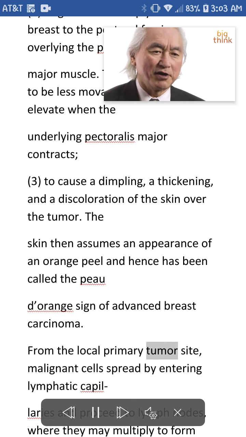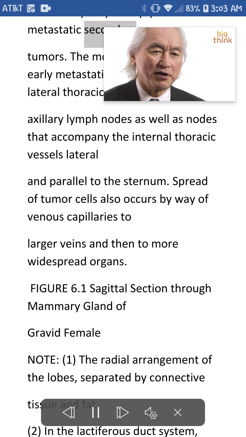From the local primary tumor site, malignant cells spread by entering lymphatic capillaries and proceed to lymph nodes, where they may multiply to form metastatic secondary tumors. The most frequent routes of early metastatic spread involve the lateral thoracic and axillary lymph nodes as well as nodes that accompany the internal thoracic vessels lateral and parallel to the sternum. Spread of tumor cells also occurs by way of venous capillaries to larger veins and then to more widespread organs.